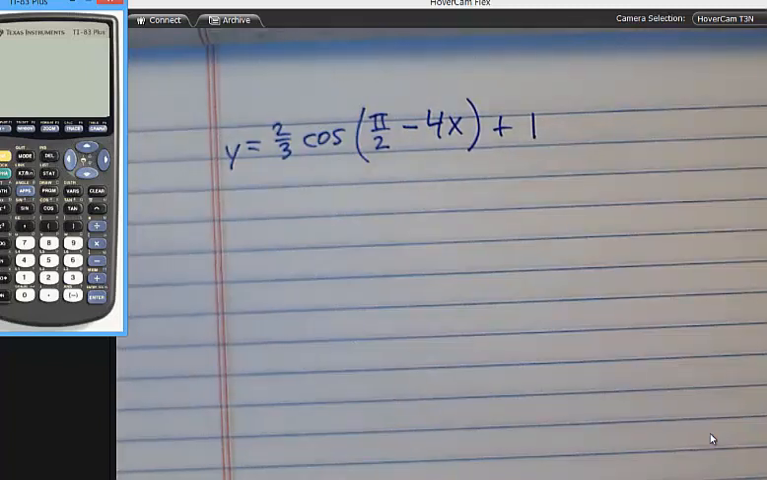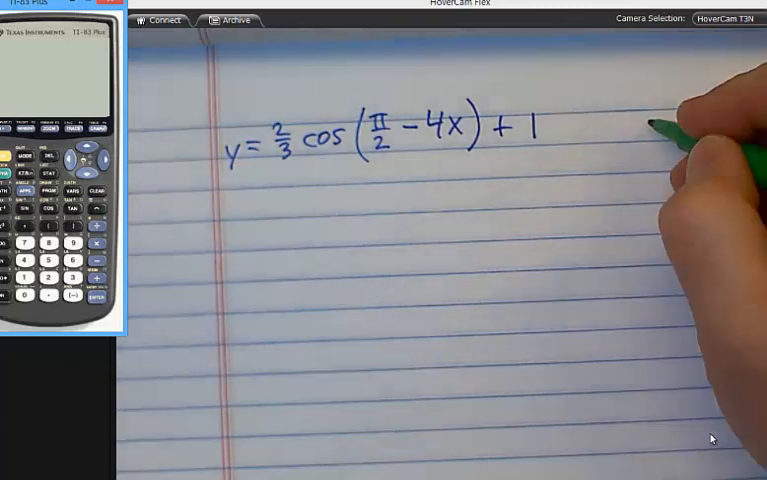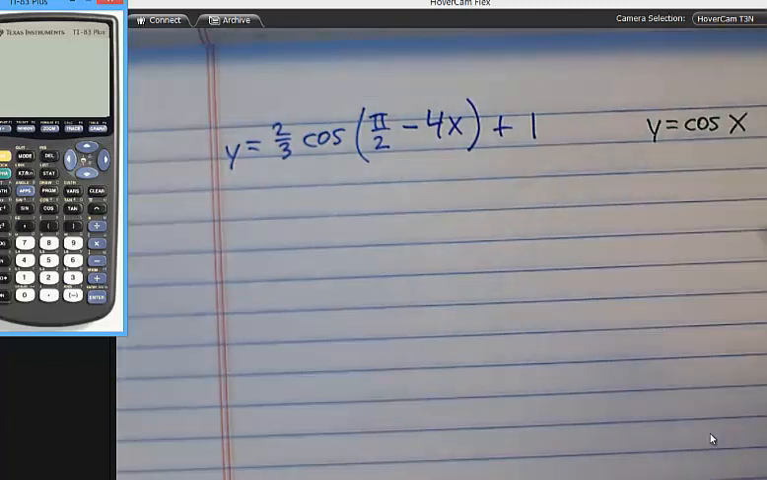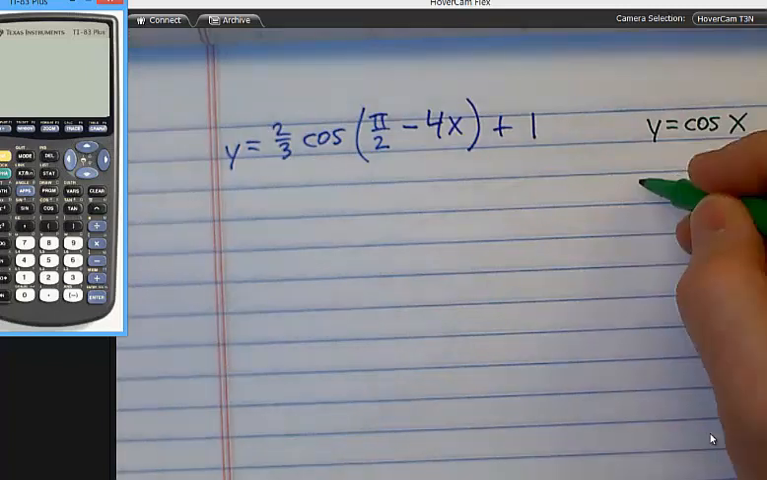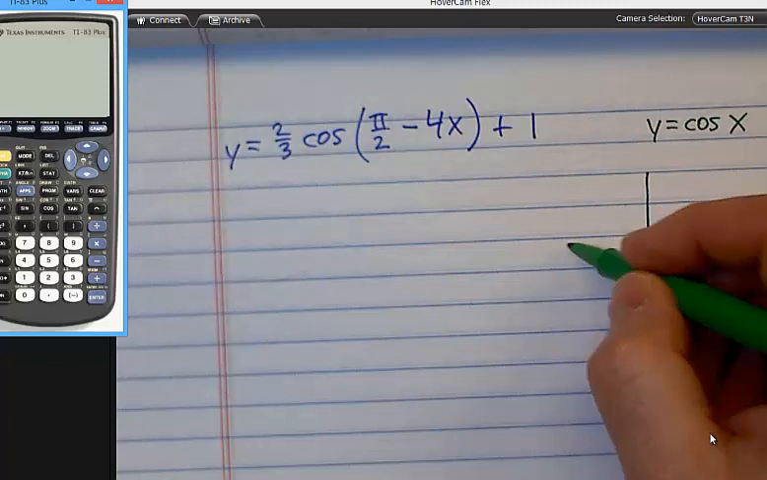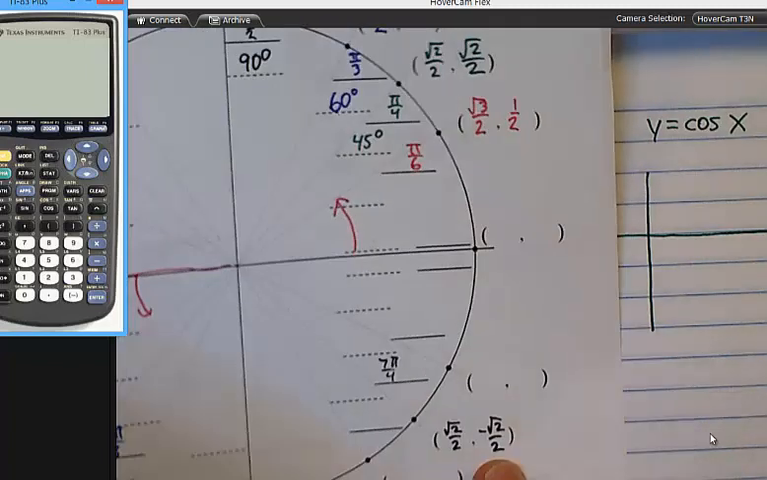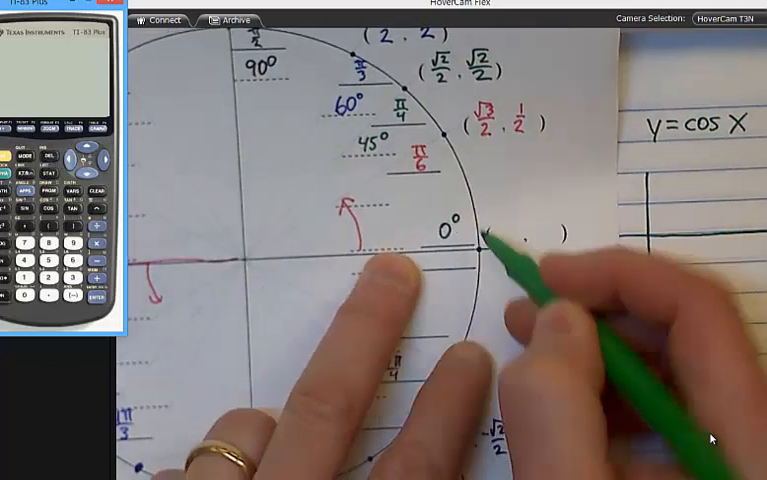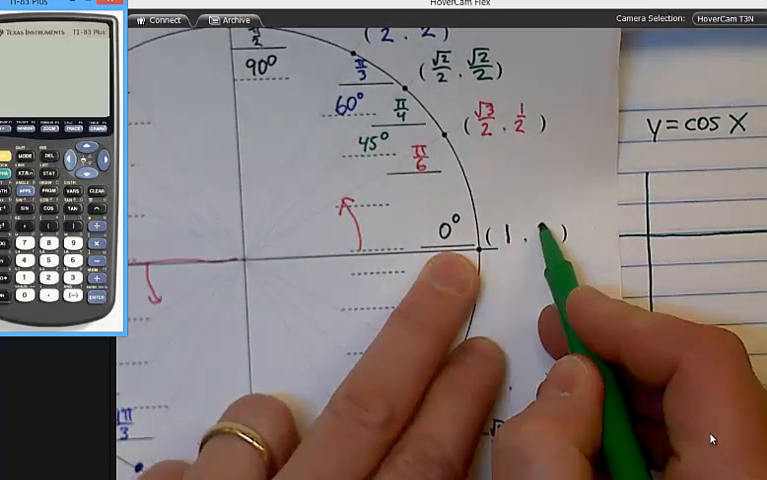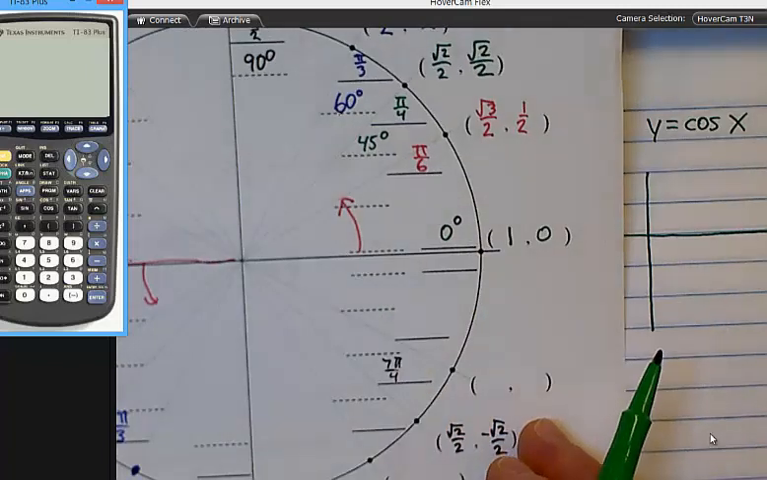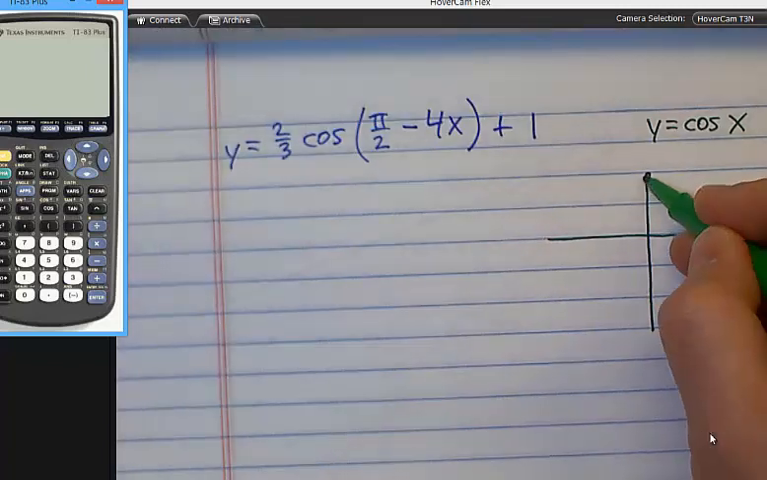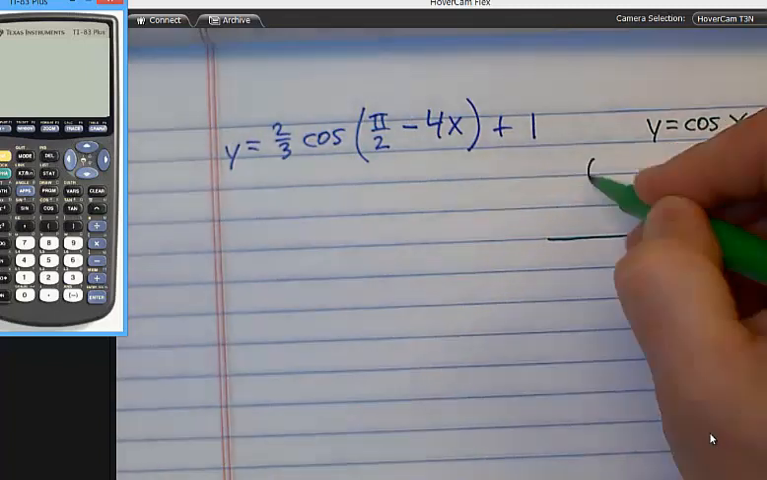Now, the only way that I possibly have a chance at graphing this is if I have learned how to graph y equals cosine of x. So I'm going to see if you can do that with me very quickly. First thing you have to know is, what's the cosine of 0? Well, there's my unit circle. Here's 0 degrees. Cosine is 1, because that's the point (1, 0). You guys with me? So the cosine of 0 is 1.